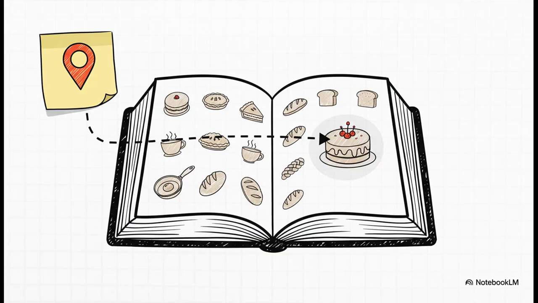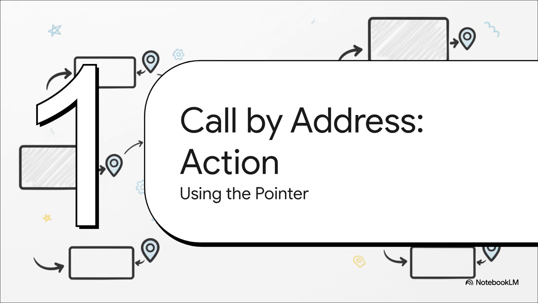So, let's bring our analogies together. If your entire program is a cookbook and all your functions are the recipes inside it, then a function pointer is basically just a sticky note. You write a page number on it, say page 73. The sticky note itself isn't the recipe for chocolate cake, but it tells you exactly where to find it. So now we know what a function pointer is, but how do we actually use it? How does this make our code dynamic?